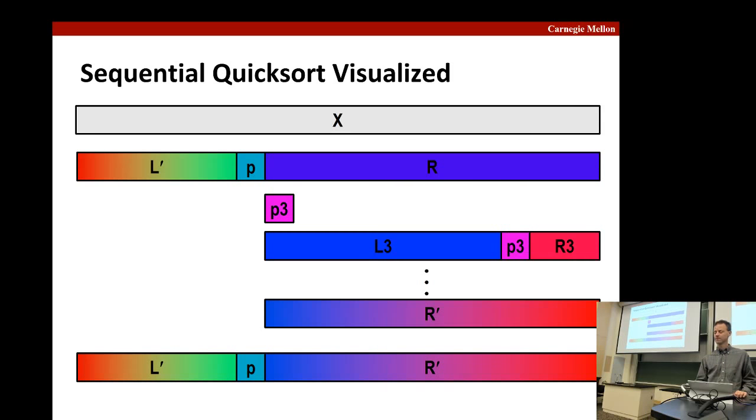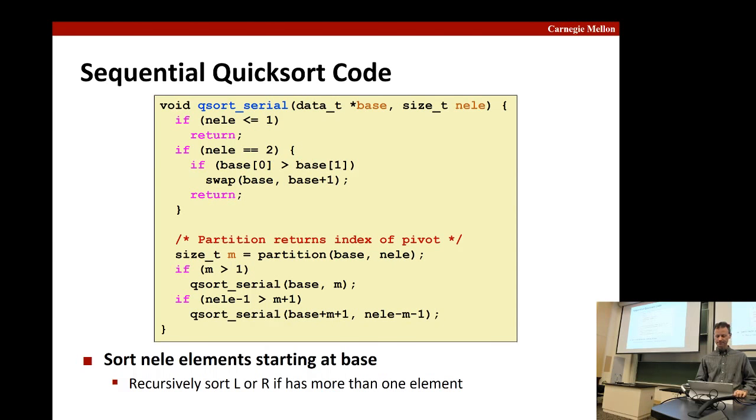Okay? So you can see why this might be a nice thing to try to parallelize, because once you've got this thing divided into a left side and a right side, there's no interaction anymore between those two sides. So you might as well do those two halves in parallel. Okay? And so that's what we will do.